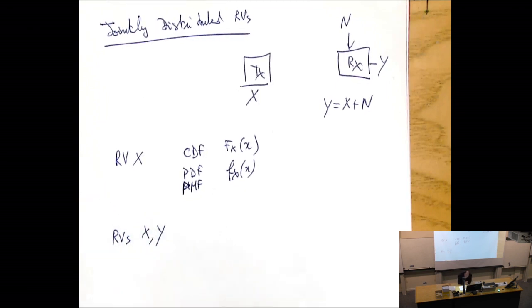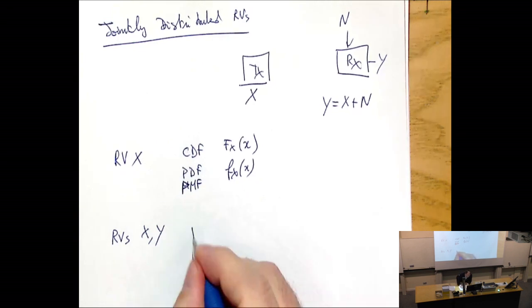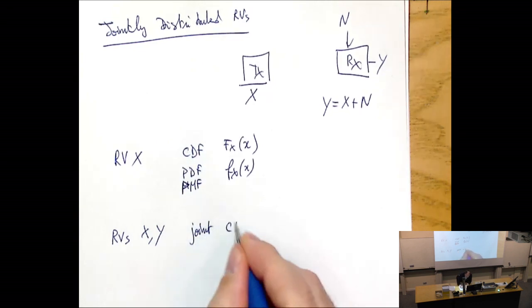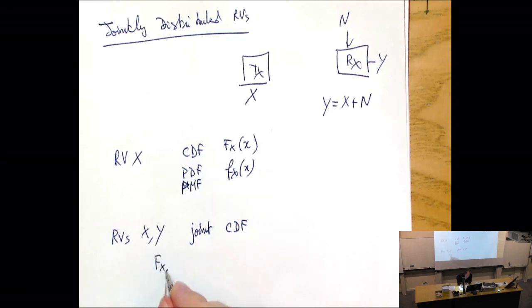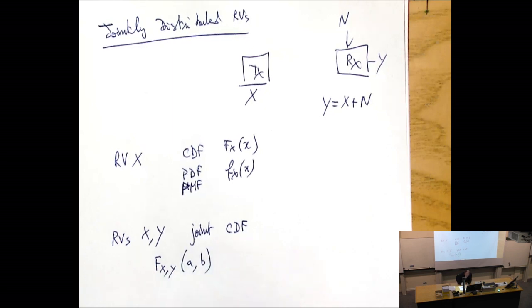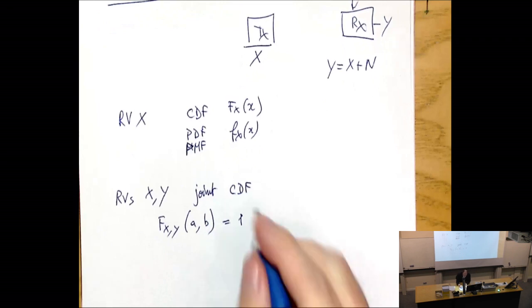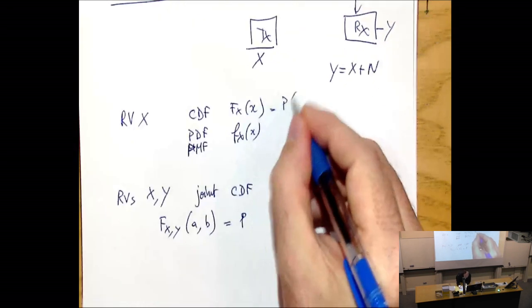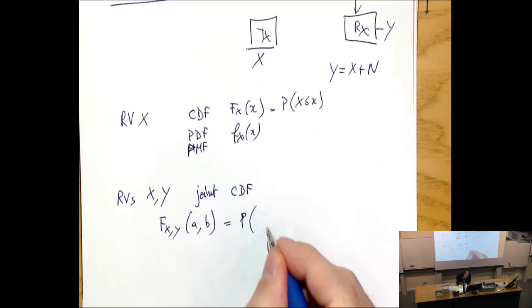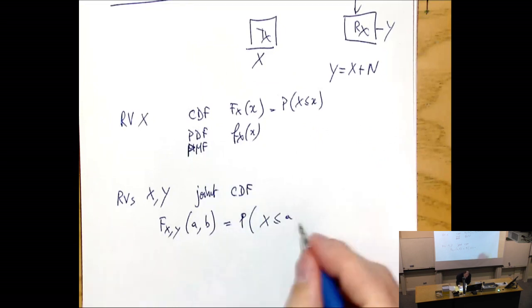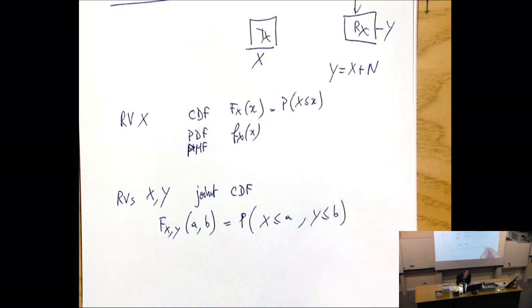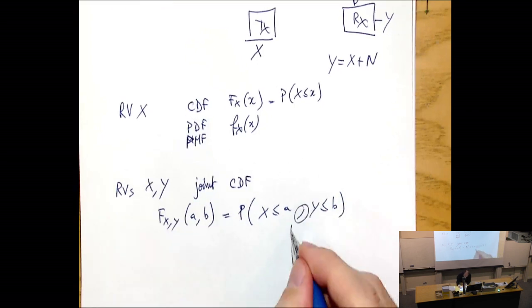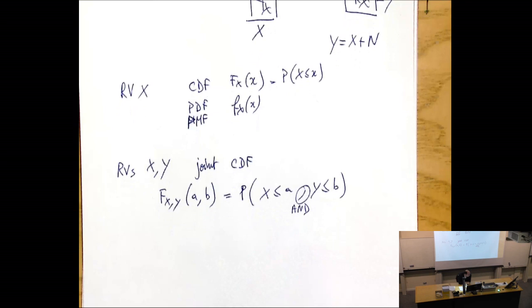And similarly, I can also define a CDF, which we call the joint cumulative distribution function, and it is written like this: F of X comma Y evaluated at, for instance, a and b. What that means is the probability that X is smaller or equal to a and Y is smaller or equal to b. And so this here really means "and". You're looking at this event occurring and this event occurring.